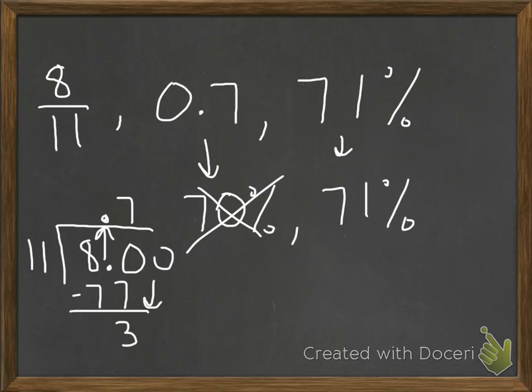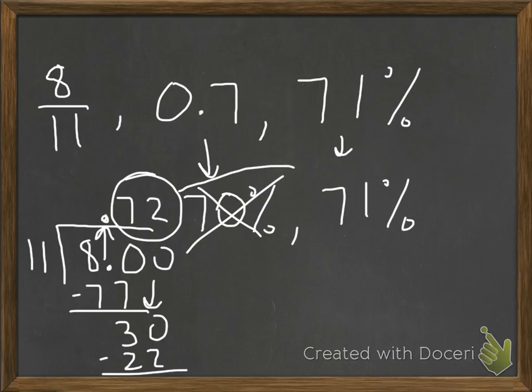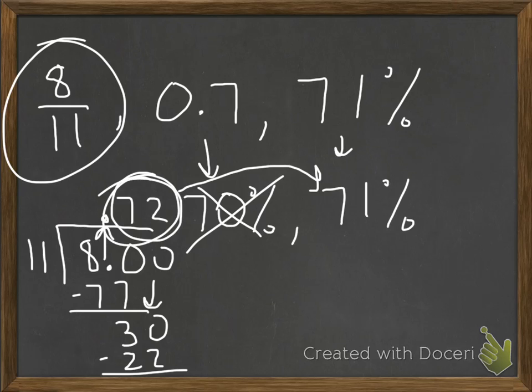Add a 0. 11 into 30 goes 2. I can stop. This is not going to come out evenly, but this is already at 72%, which is bigger than 71. So the greatest number out of these three would be 8/11ths. If you keep on going, it's not going to come out evenly. We're just looking for those two numbers.